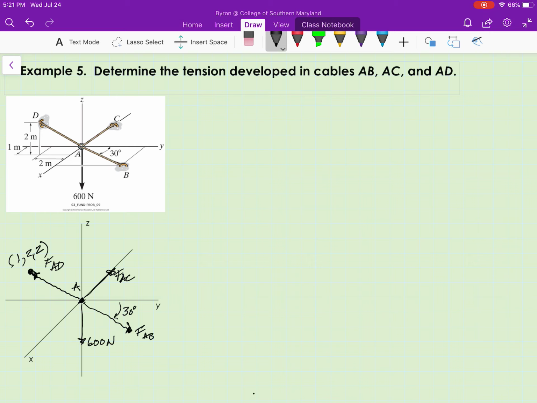Okay, so that's my first step. I've drawn a free body diagram of the particle at A, the ring at A. Now I'm going to express each force in Cartesian form. I'll start with FAB.